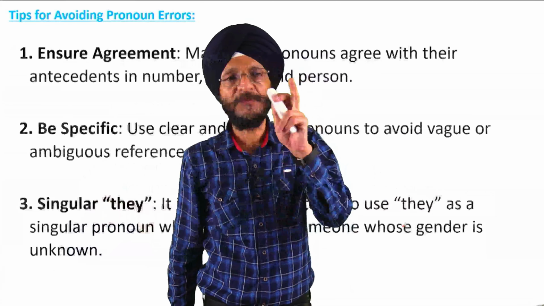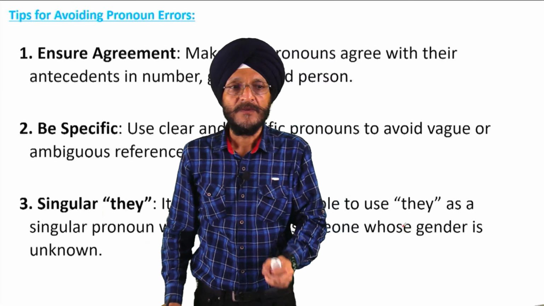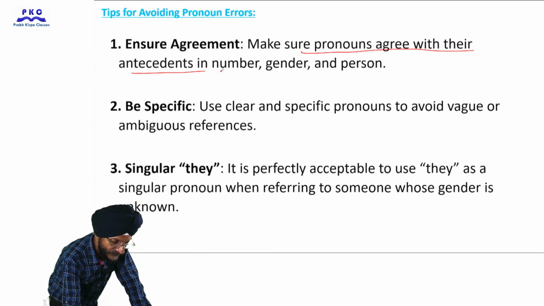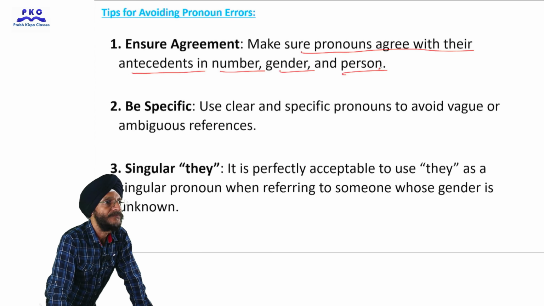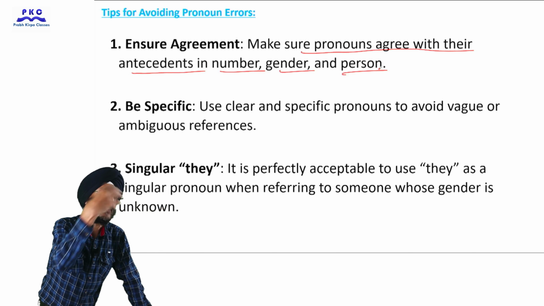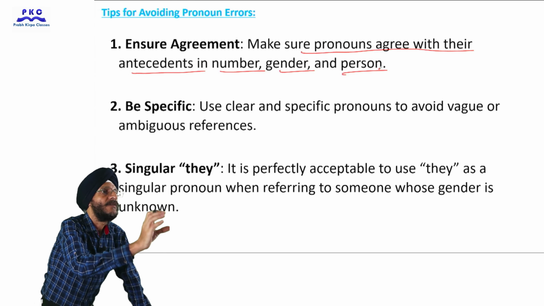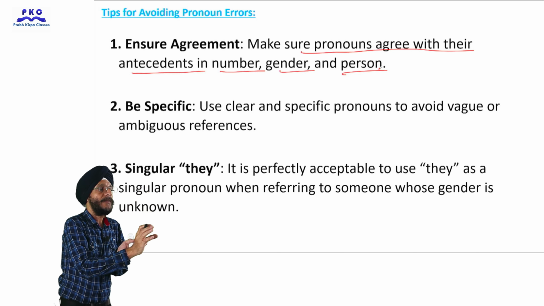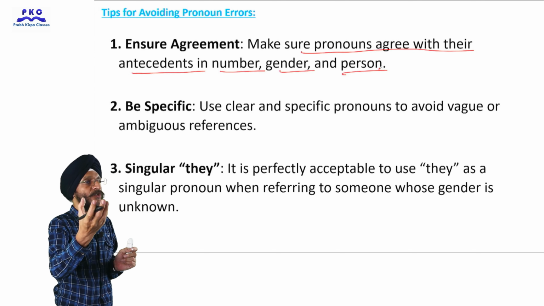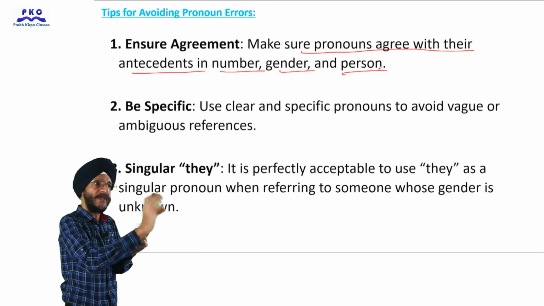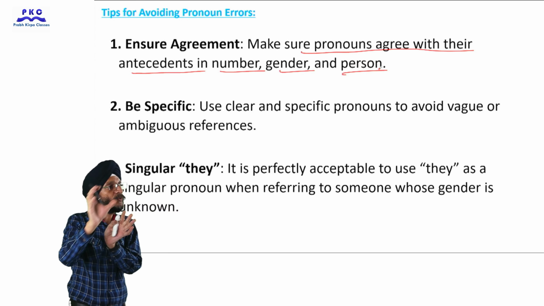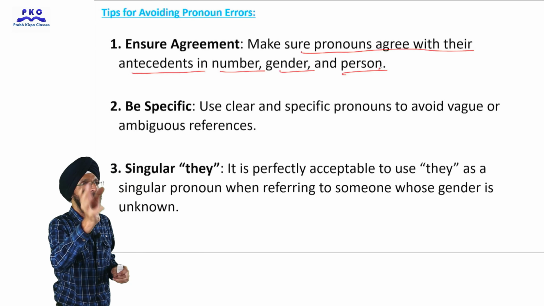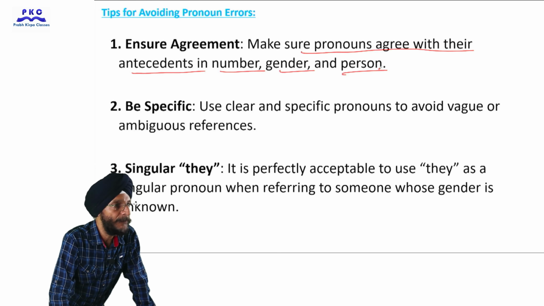Next are tips for avoiding pronoun errors. First is ensure agreement. Make sure pronouns agree with their antecedents in number, gender, and person. If the noun is singular, pronoun should be singular. If noun is plural, pronoun should be plural. If the noun is male, we can use he. If the noun is female, we can use she, according to the gender. And again, according to first person, second person, or third person, we are to see the pronouns.